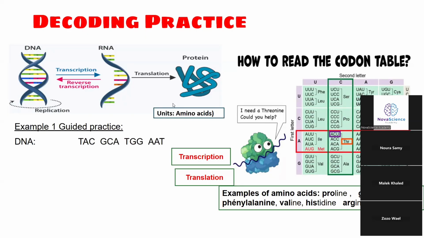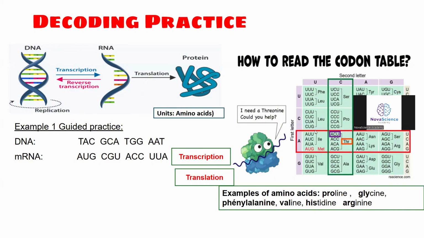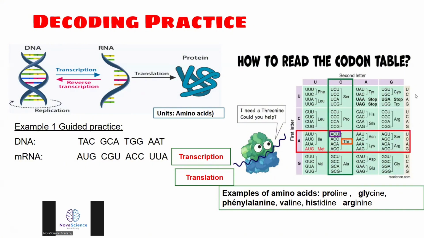First thing, I need DNA in the nucleus. We will make the mRNA by base pairing as we said. Then I need to translate each three bases into one amino acid. I will use this table here to translate the codon and put the right anticodon.